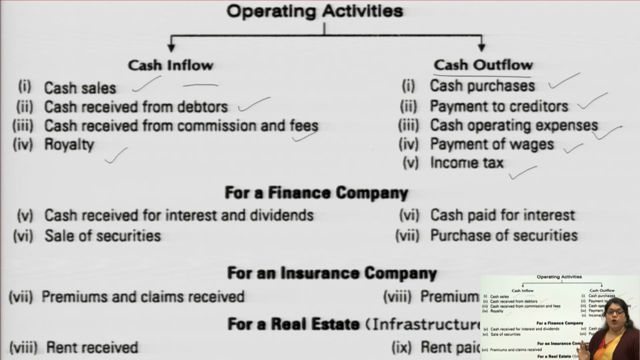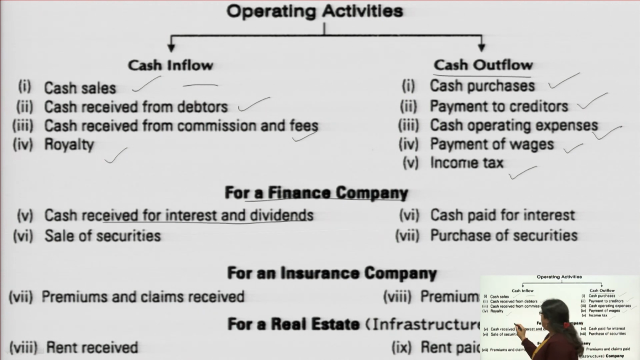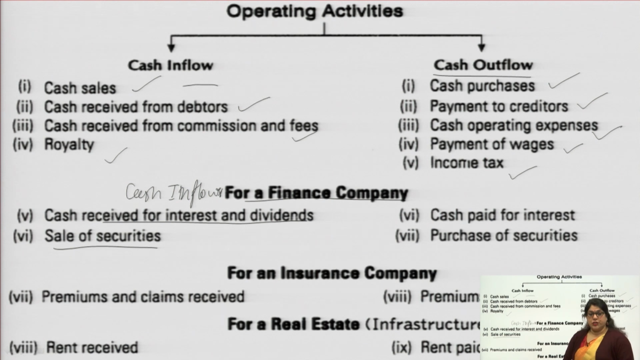These all are the operating cash outflows. If we are moving to the finance company, it is in the journal. For the finance company, cash received from interest and dividend: if any financing company is receiving interest and dividend, that will come into the cash inflows, and so will the sale of securities. If you have sold any kind of securities, that again brings cash into the business.